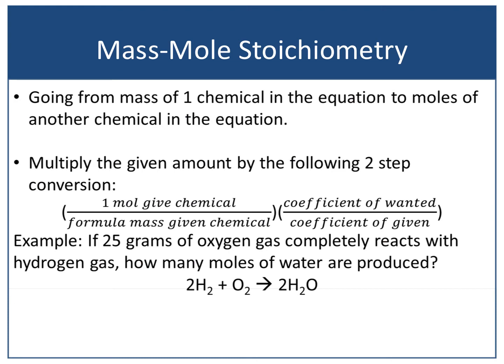Let's look at mass-mole stoichiometry. In mass-mole stoichiometry, we got the mass of one chemical in a reaction, and we're converting it to moles of another chemical. All right, so in this case, we start with mass. All right, we are given a starting mass, something in grams.